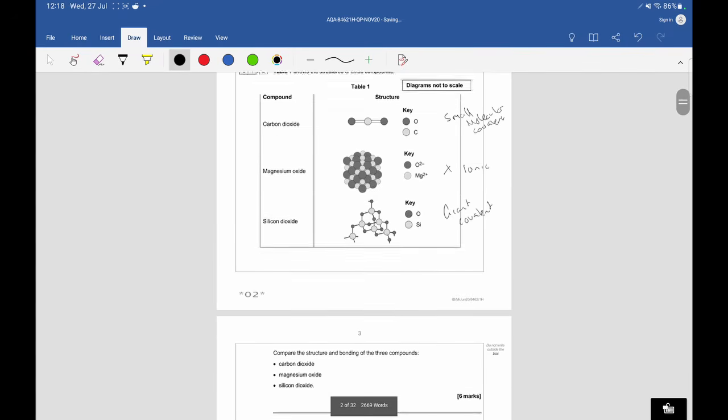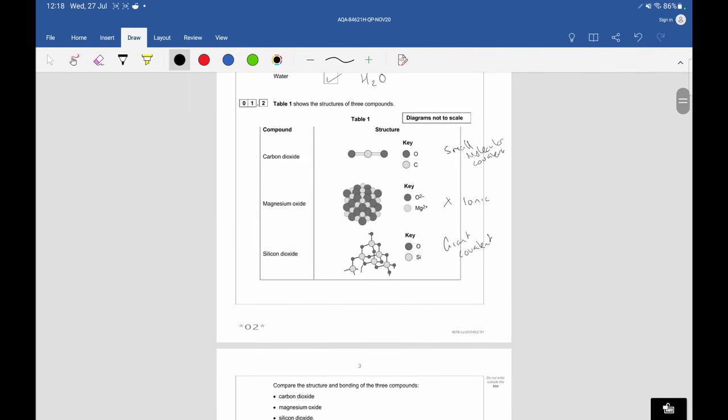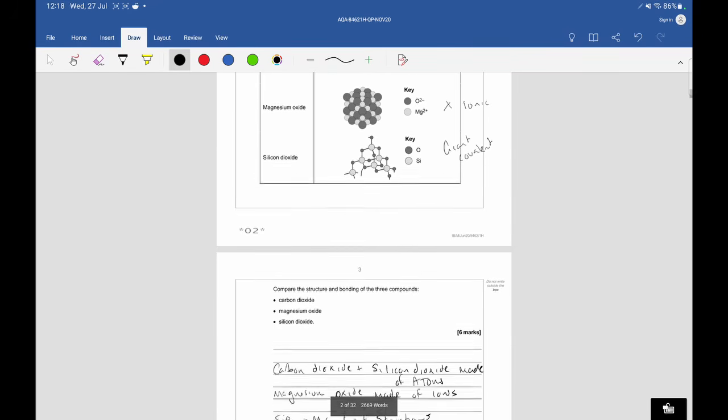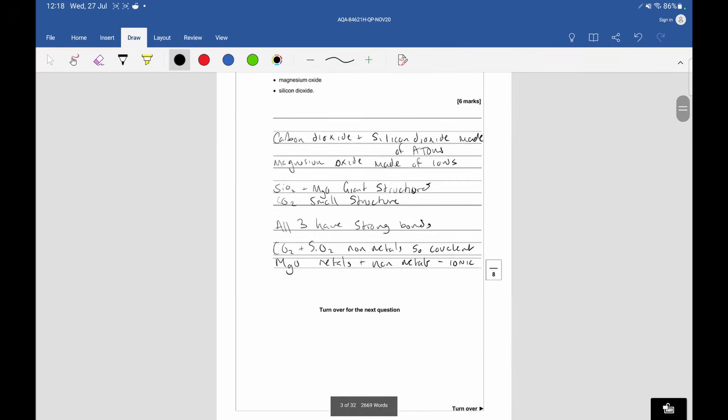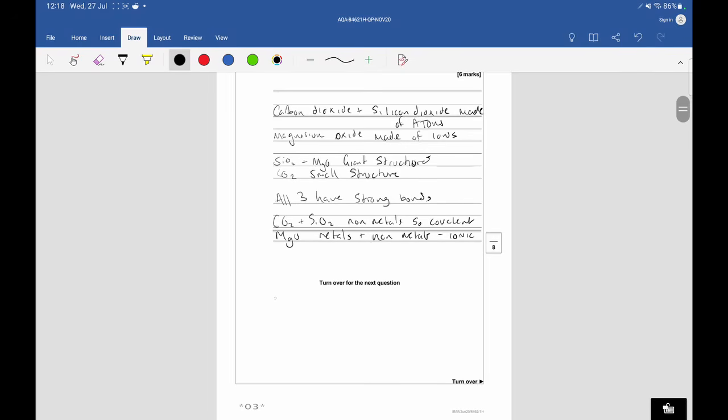We could also look at those bonds involved in these diagrams. You can clearly tell that in here, we only have those single bonds, whereas carbon dioxide has got those double bonds. So carbon dioxide has double bonds. Silicon dioxide has single bonds. And we could talk about the fact that there'll be electrostatic forces in magnesium oxide.